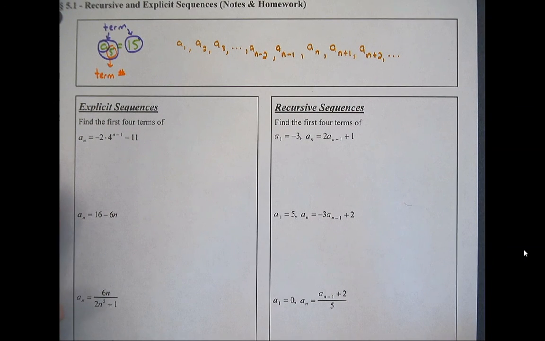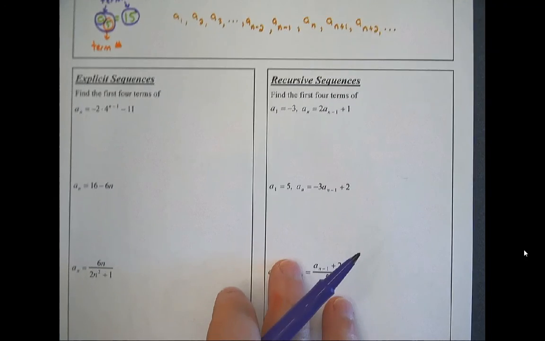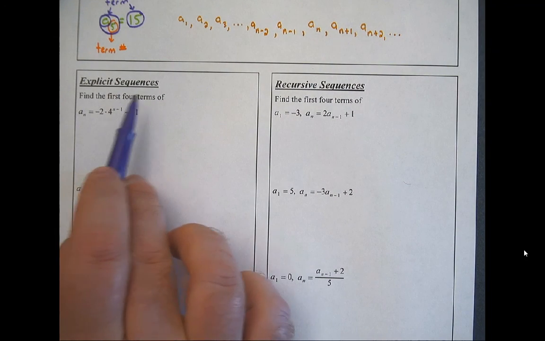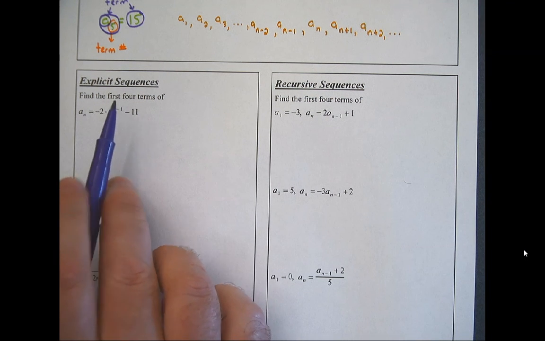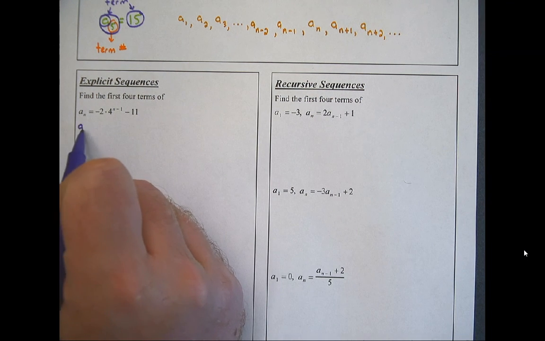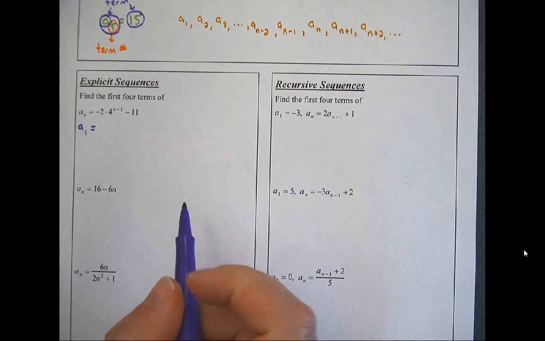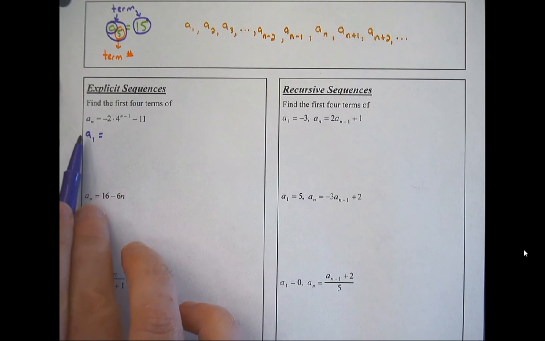So we have two different styles of sequences. We have explicit sequences and recursive sequences. Explicit sequences are pretty nice. They're explicit because you just plug and chug. What I mean by that is, if I want to find the first 4 terms of a sequence, and here's my rule, what would the first term be called? It would be called A sub 1. Now look at what happened here. A sub n became A sub 1.